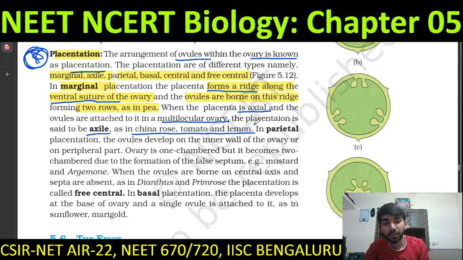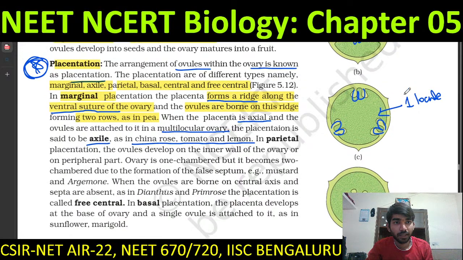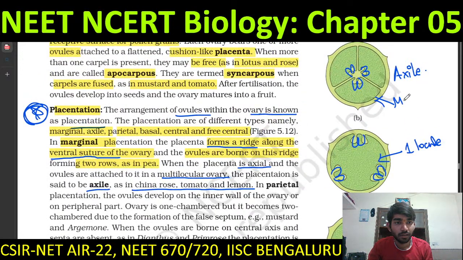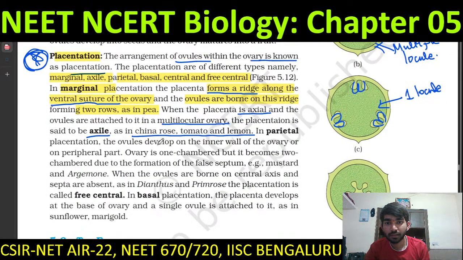Examples are China rose, tomato, lemon. In parietal, it is on the periphery. Parietal meaning it's on the periphery, like here you can see. And here the ovary has only one locule, unlike here where there are multiple locules, multiple chambers. The ovules develop on the inner wall of the ovary or on the peripheral part. Here you can see it on the peripheral part.